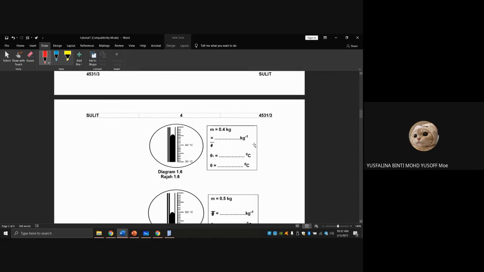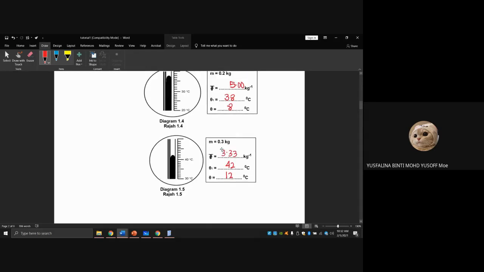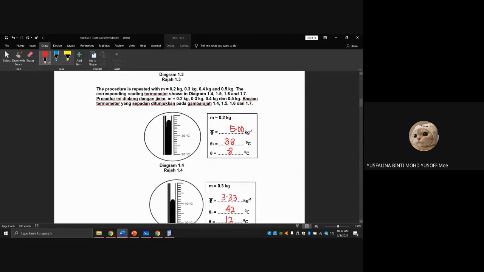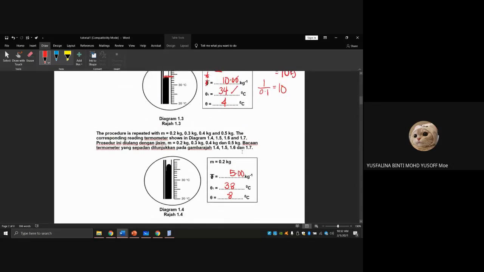Yes, because it must be uniform. If it's 2 decimal points, then all of the readings must be 2 decimal points, but only for 1 over m. For the temperature, no need. Only for 1 over m, even if there is no value for it. Like 5.00 is actually the same as 5, right? But in physics, you have to put it.